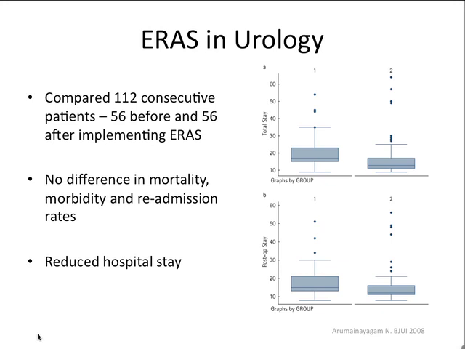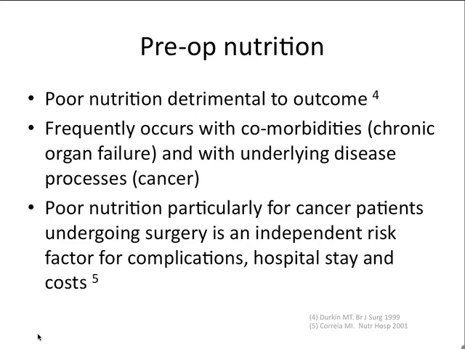Something I've noticed, and we'll come to that a bit later in the talk as well. So nutrition. Poor nutrition is detrimental to outcome across all surgical specialties, often associated with comorbidities and also underlying disease. Poor nutrition, particularly for cancer patients, is an independent risk factor for complications, hospital stay and costs.